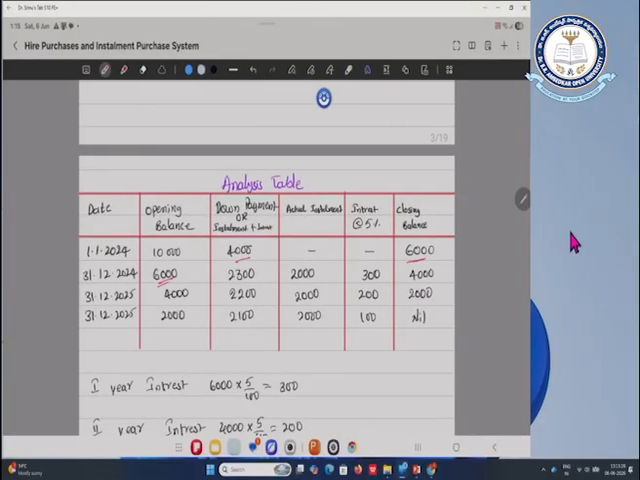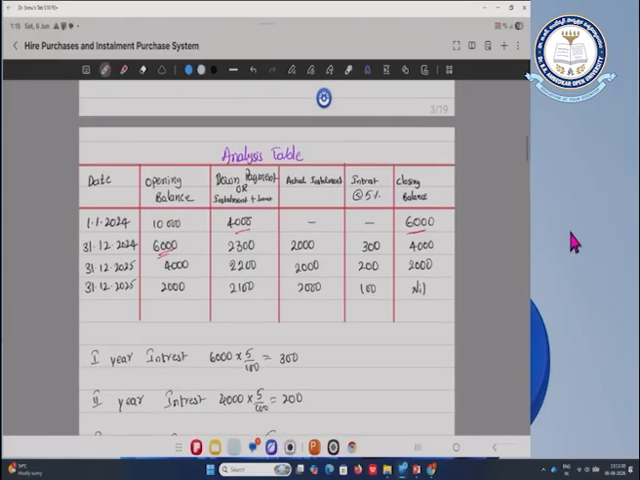So, what is the opening balance? 10,000 rupees. At the time of signing, how much are we paying? 4,000 rupees we paid. So, the remaining balance is 6,000 rupees, which we still have to pay. So, at the end of the year our balance is 6,000 rupees, but the installment given is 2,000, and in this 2,000 interest is excluded. So, we have to calculate the interest.